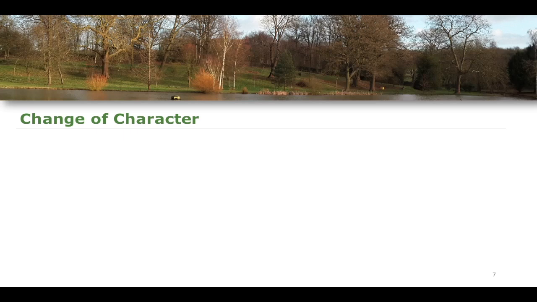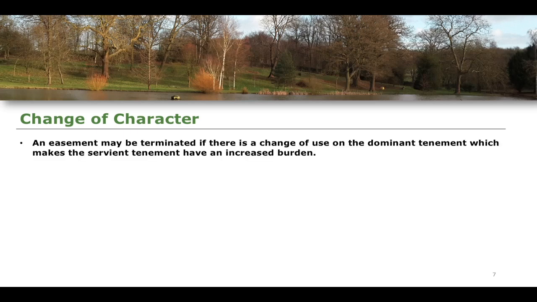Finally, then, we have change of character. Change of character is a way in which we terminate an easement if there is a change of the use on the dominant tenement, which makes the servient tenement have an increased burden. Remember, the servient tenement is the one that is burdened by the easement. The dominant tenement is the one that is obviously enjoying the right of the easement.